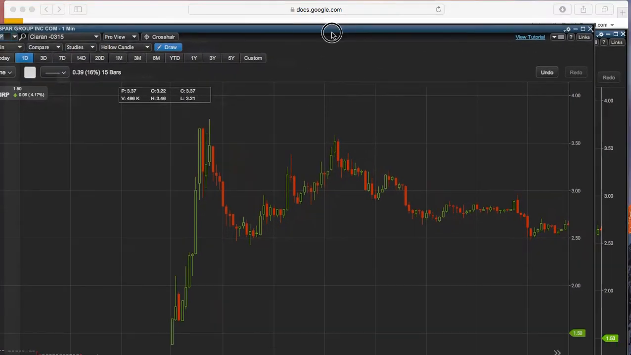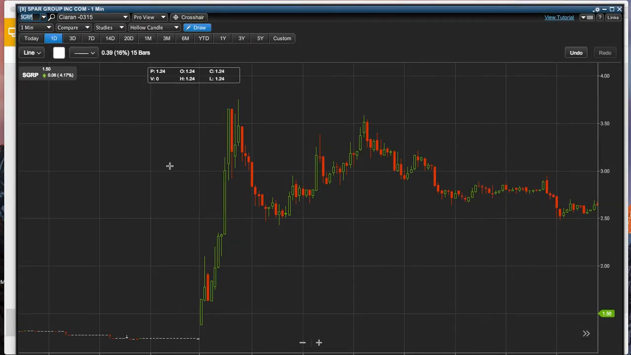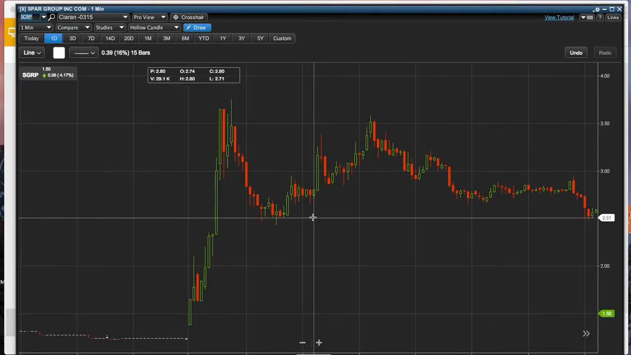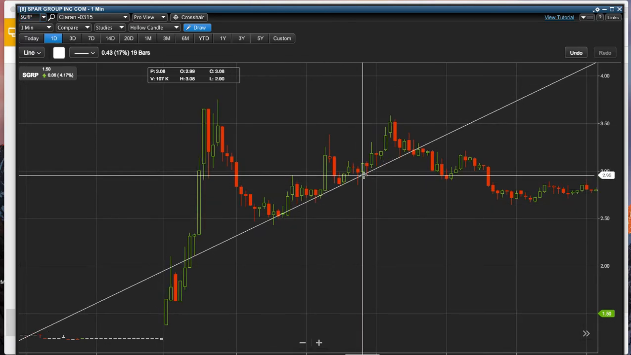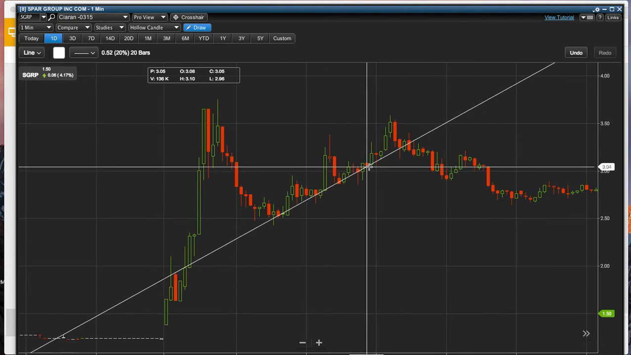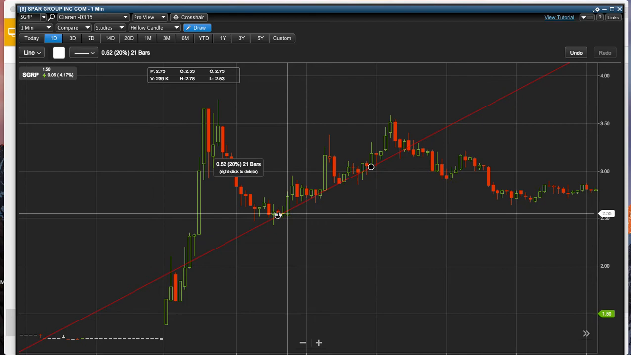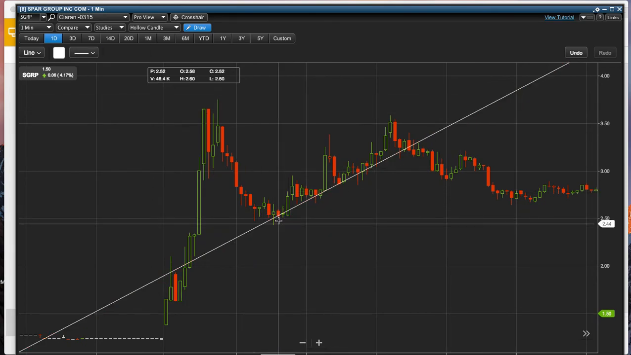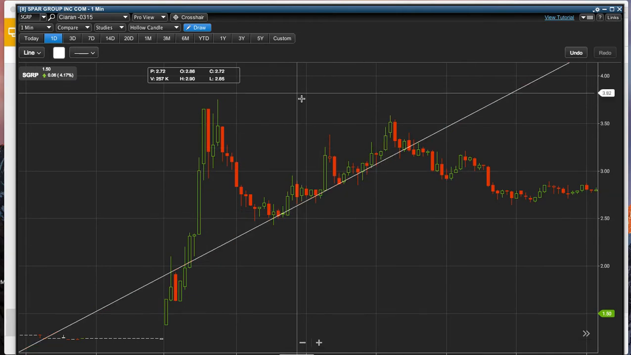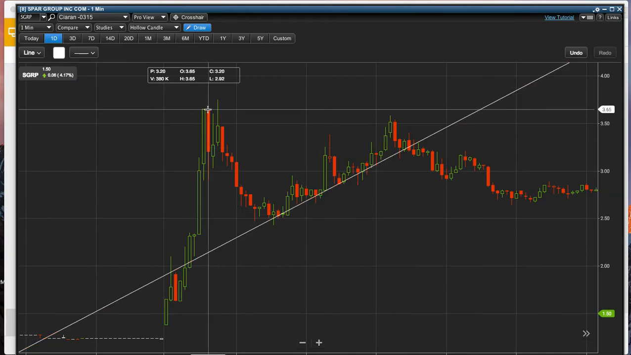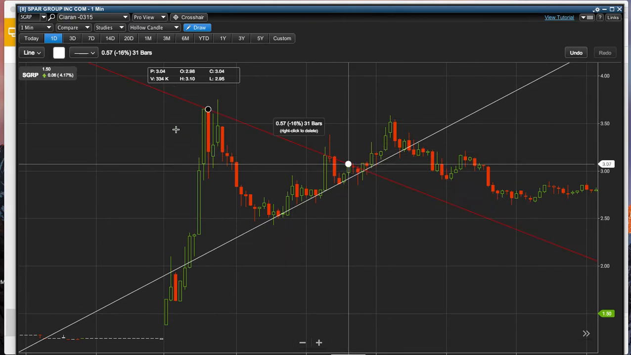So here is E-Trade. So here's how I draw trend lines. I find common price points and I make a line out of it, as you can see here. And as you can see, the price sticks to it and it has multiple common price points. It has 5, maybe 10.